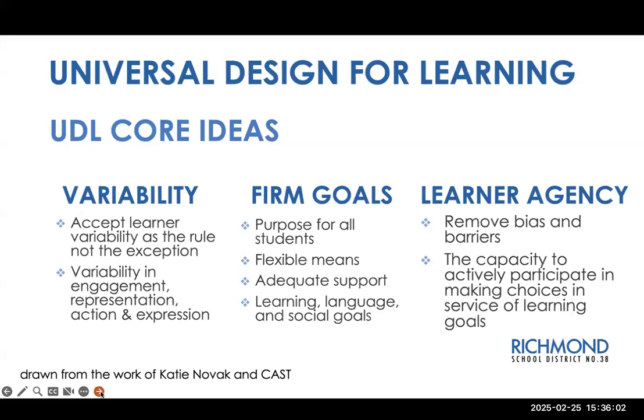So going back to our core ideas of universal design for learning, knowing that there's a range of learners in our classes, and that's the rule, not the exception, that there's learner variability. We have firm learning goals for all our students connected to grade level learning standards and expectations, but there are flexible ways and supports to help students meet those goals and work towards those goals. And then we're creating opportunities for learner agency, where we're removing biases and barriers so that students can advocate for themselves and have agency through choice and some of their personal decision-making around mathematics.